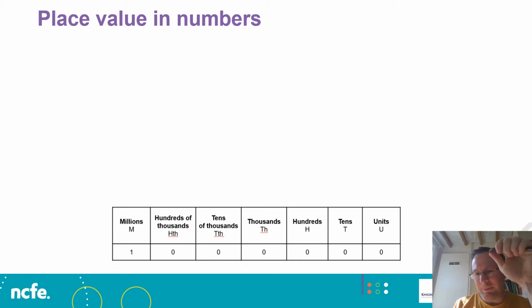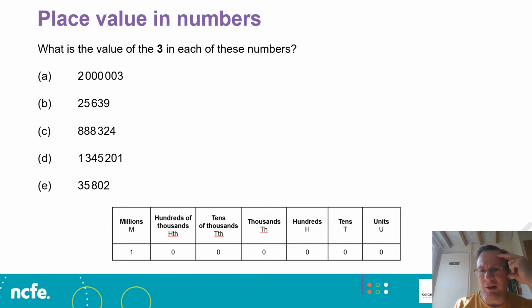I've just copied that table out because I think it's quite useful for this slide. The question is, what is the value of the 3 in each of these numbers? I want you to pause the presentation and consider what is the value of the 3 in each of these numbers. What is it in that first number, 2,000,003? What is it in that second number, 25,639? What is it in the third, C, D, and E? Just pause the presentation and have a go at that.